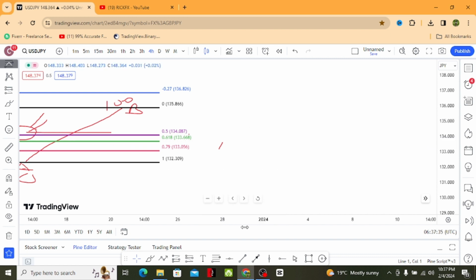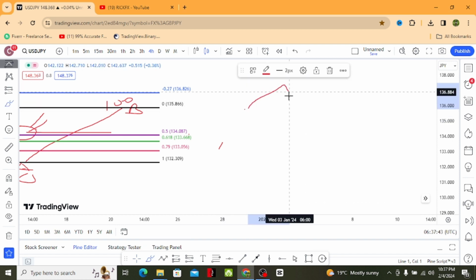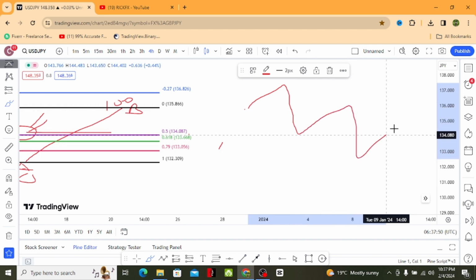Okay, guys, that's it for an uptrend. These are for a downtrend. It's just the opposite of the uptrend. We're expecting price to retrace. Okay, so this is it.